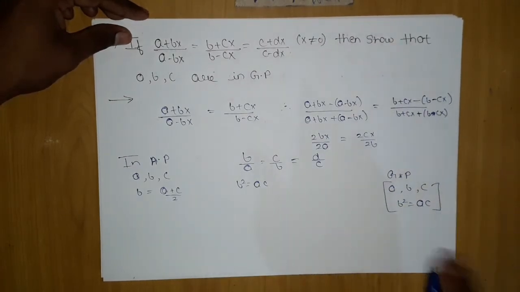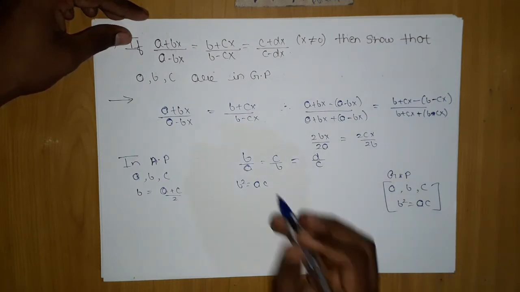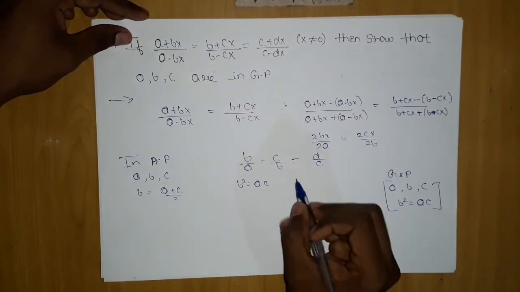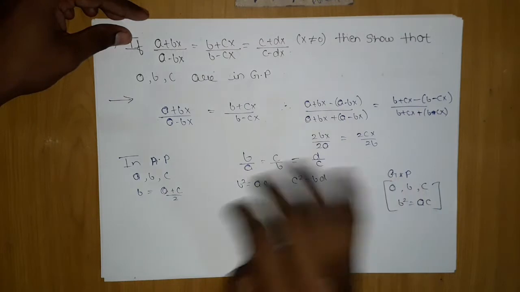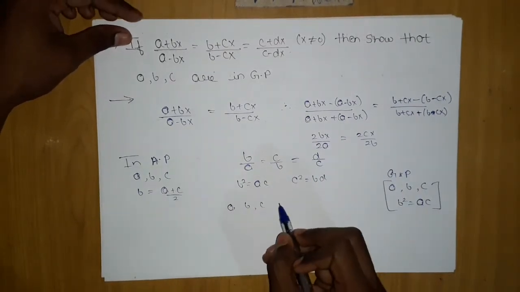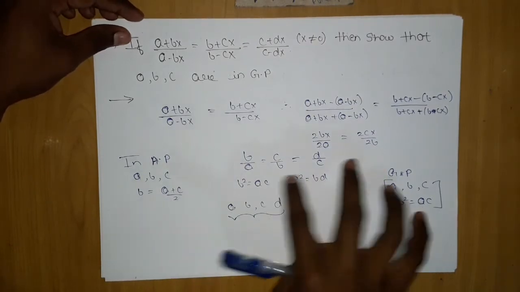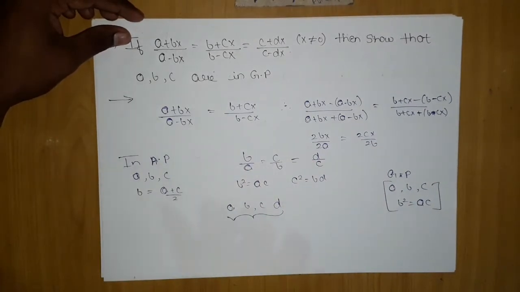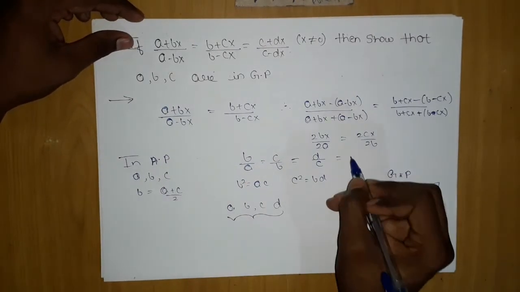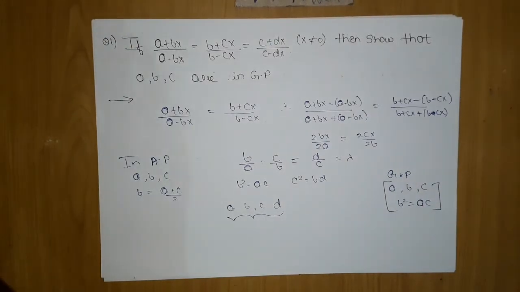Now if any 3 terms satisfy this condition, that b square is equal to ac, then it definitely means that they are in GP. Now here b square is equal to ac means a, b, c are in GP. Similarly, c square is equal to bd, so b, c, d are also in GP. Now a, b, c, d, these all are in GP. You can take these two also. If I place the ratio as lambda, I get a common ratio, which indirectly gives one more hint that it is in GP.